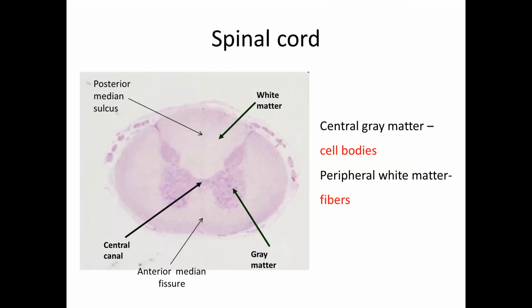All right, so now this is actually a cross section of the spinal cord. It's a section to show you the different parts. Now you can see the posterior median sulcus, anterior median fissure, central canal, and you can see the gray and white matter, right? So similar to the central nervous system, the spinal cord also has gray and white matter. However, the gray matter is inside and the white matter is outside. Gray matter forms the cell bodies and the white matter forms the nerve tracts. Peripheral white matter forms the nerve tracts and the gray matter forms the cell bodies.